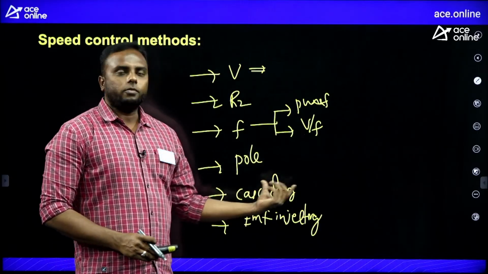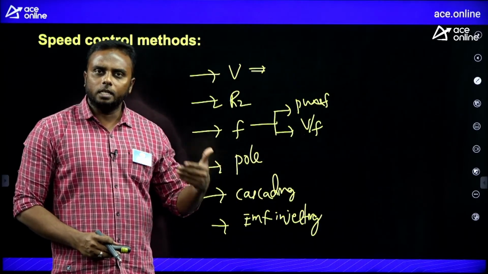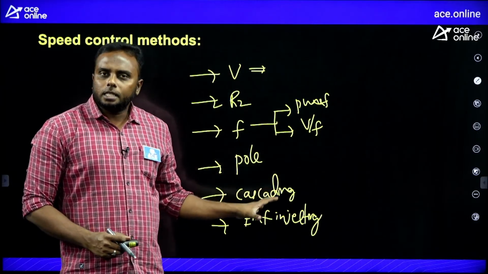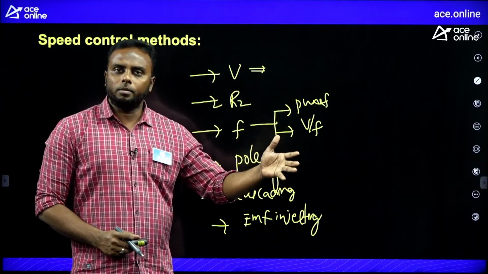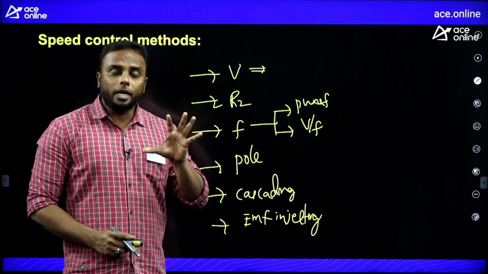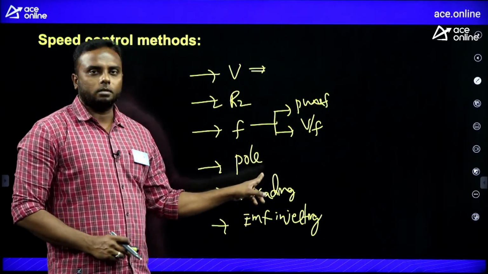And cascading of induction motors: cumulative cascading and differential cascading. In this cascading, the main motor must be slip ring type and the auxiliary motor may be squirrel cage or slip ring type, but the main motor must be slip ring in cascading.